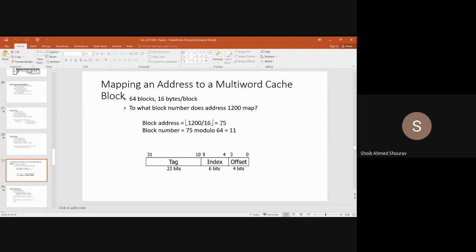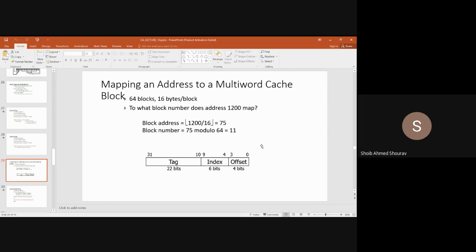Now, when you get the block address number, we have to find the block number: 75 mod 64. Remember, mod is the remainder. If we divide 75 by 64, we get the modulus result, the remainder, as 11. So this is the memory field. It consists of tag plus index plus offset. Index is n, where 2 to the power n is the number of blocks. 2 to the power 6 is 64 blocks, so n is 6, not 16. Index is 6 bits.